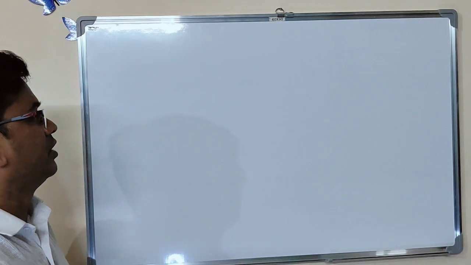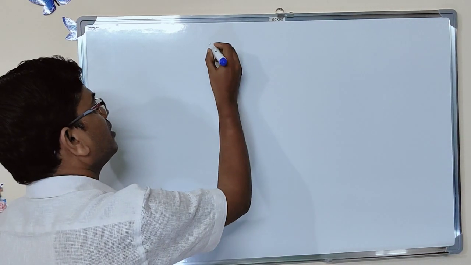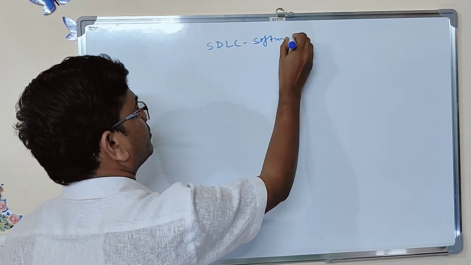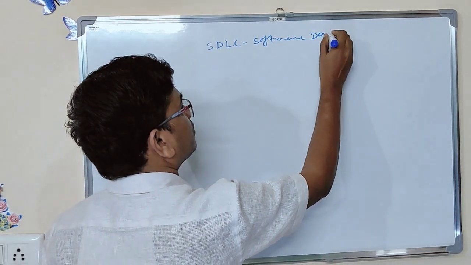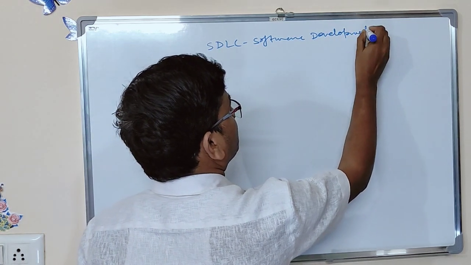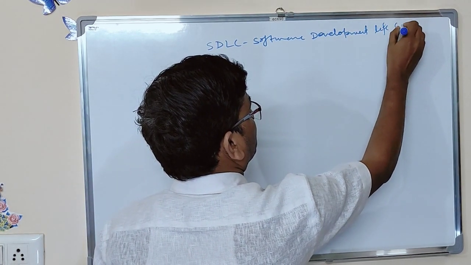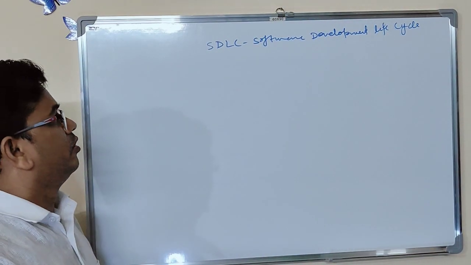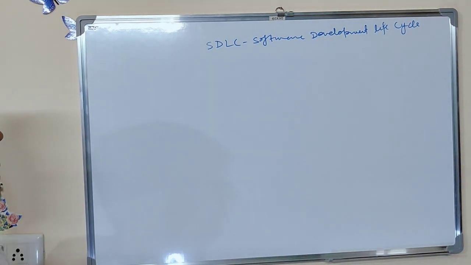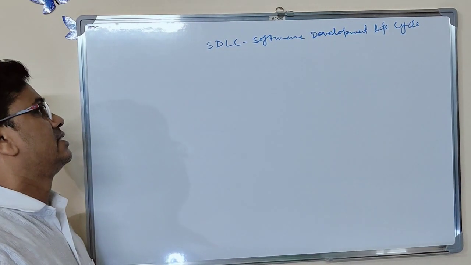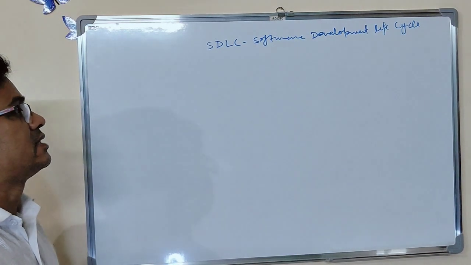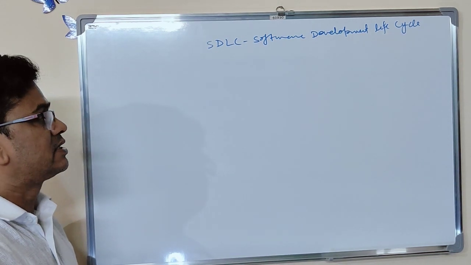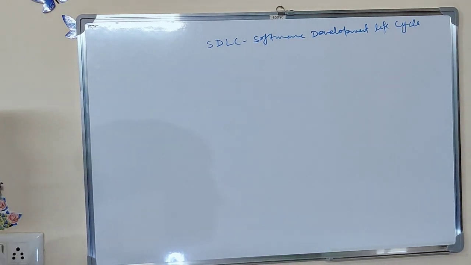SDLC means Software Development Lifecycle. Software can also be replaced with the word system. So SDLC can also be called System Development Lifecycle. Let's try to understand what is SDLC.